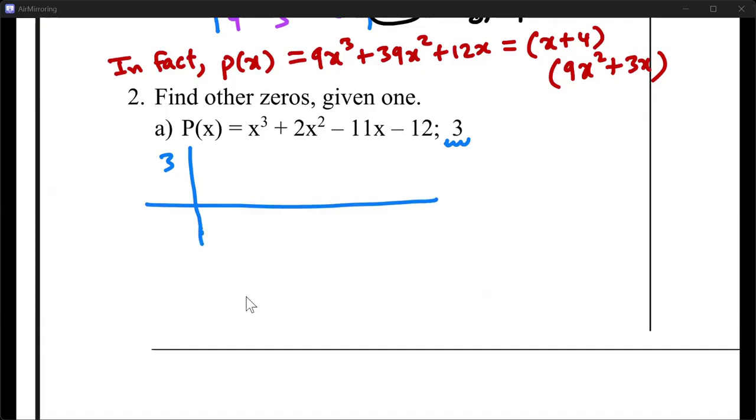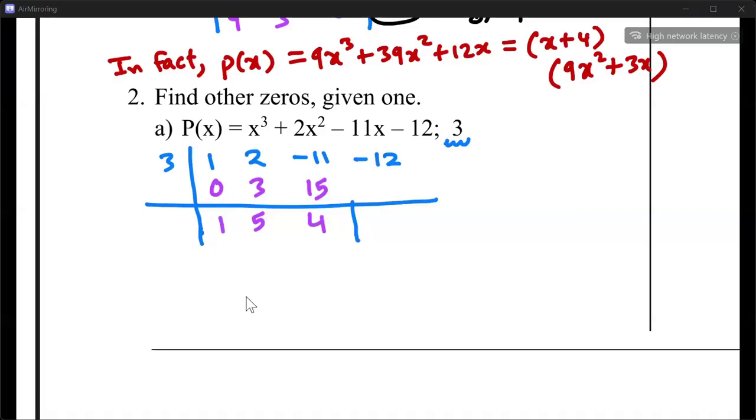Write down the coefficients in the decreasing order. Zero here, so 1 times 1, 3, 2 plus 3, 5, 15, 4, 12, 0. So first of all, the question is correct. You have to check that, it's a 0. Otherwise, it would not happen, right? Then what are the other zeros?